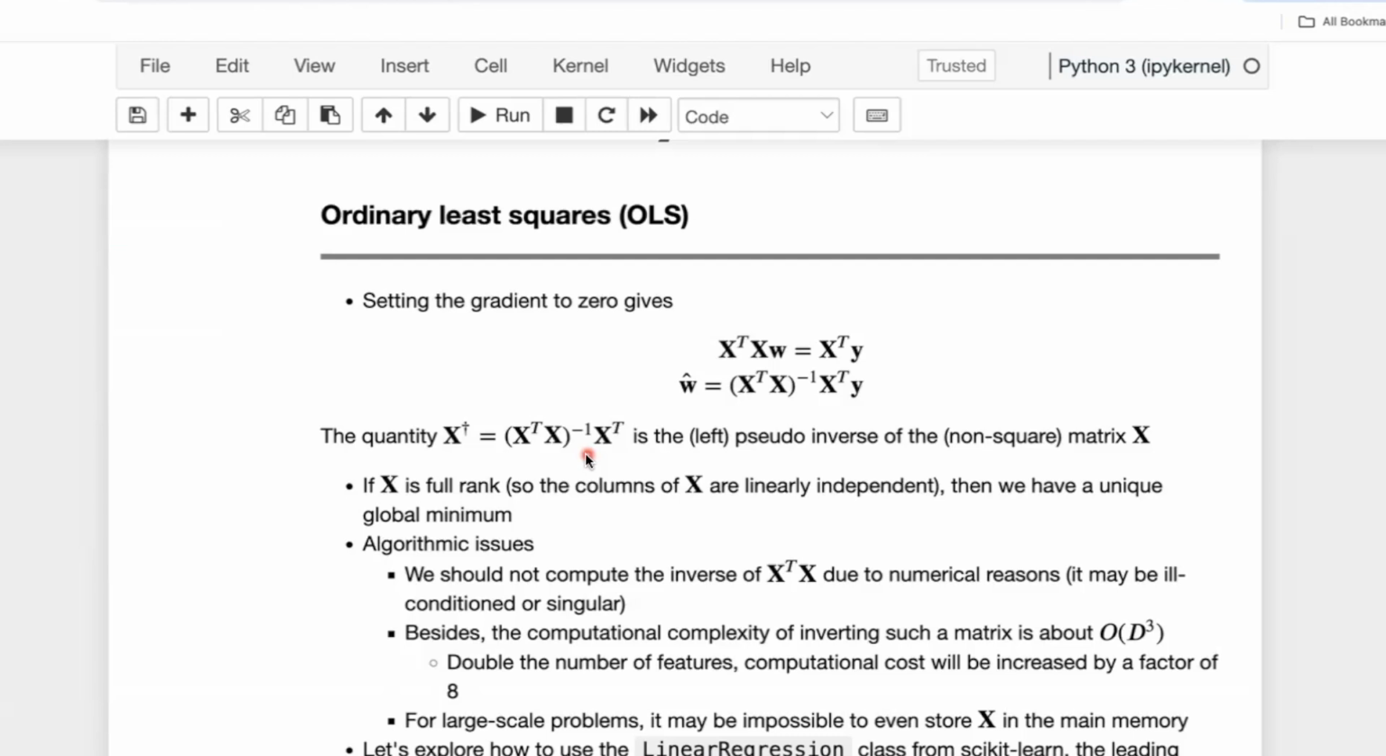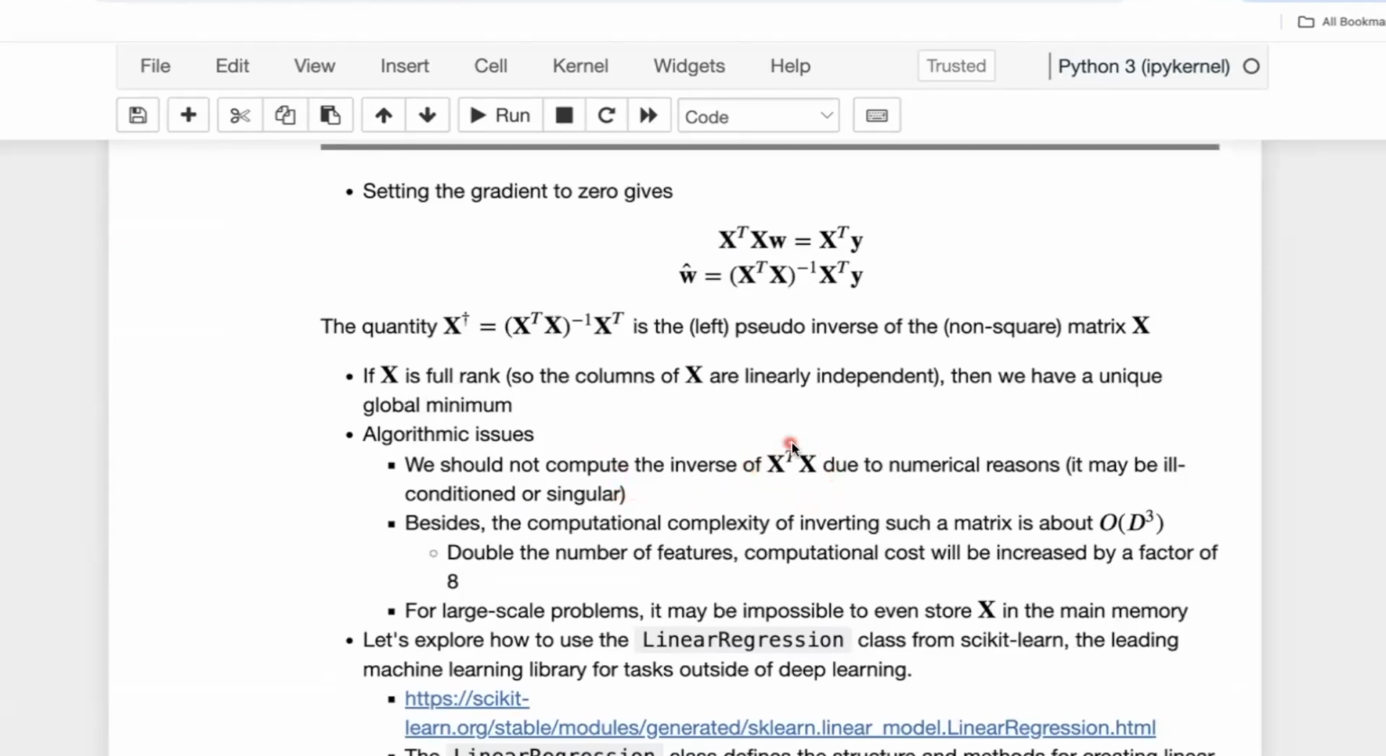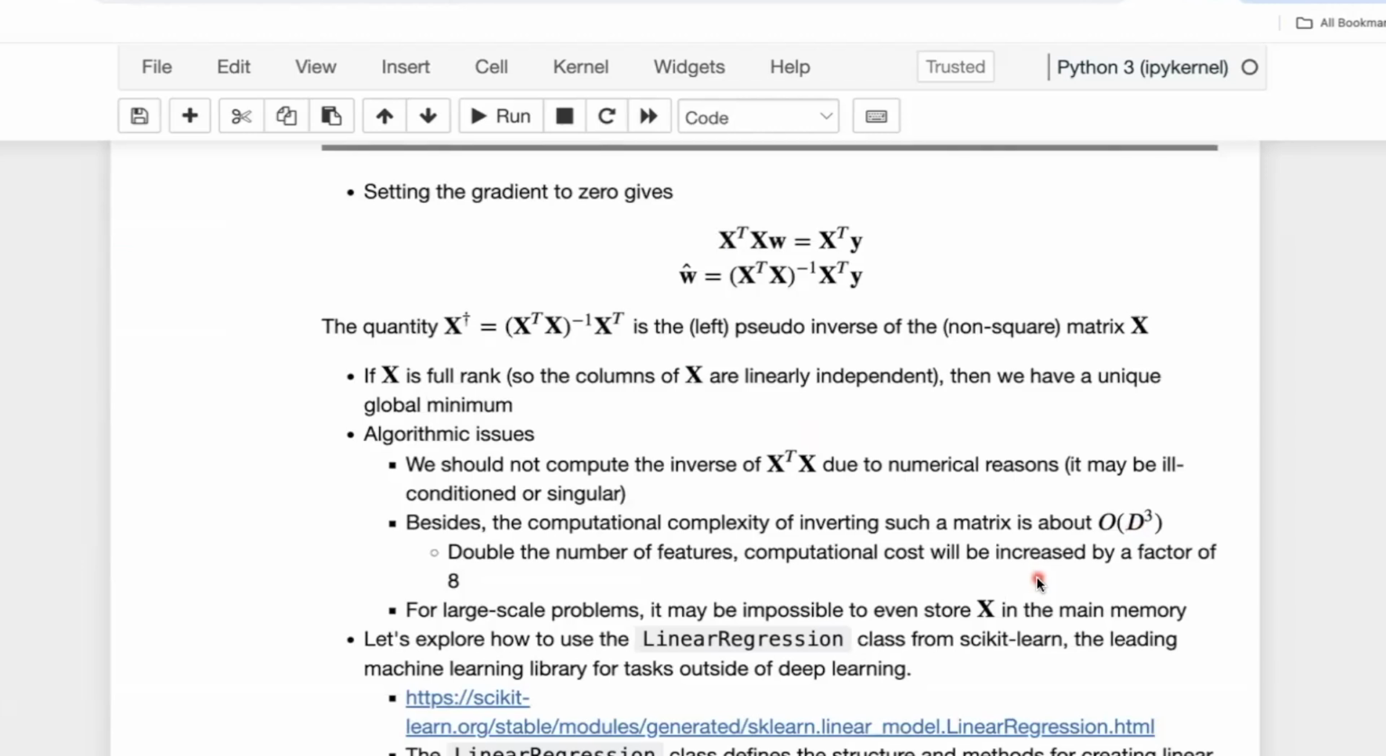However, there are some practical considerations. And that includes the fact that in many cases, we do not want to find the inverse of this matrix X transpose X because of numerical issues. For example, it might be ill-conditioned or singular. So you know that in this case, you may get into numerical stability problems. Second, it's very computationally expensive if we have a lot of features. So let's say hypothetically we have 1,000 or 1 million features, then this will take a really long time to find the inverse of this matrix. In fact, the cost of this inversion is on the order of d cubed, where d is the number of features. And so if you double the number of features, it means that now you have to wait 8 times longer. That's the meaning behind this complexity analysis here.